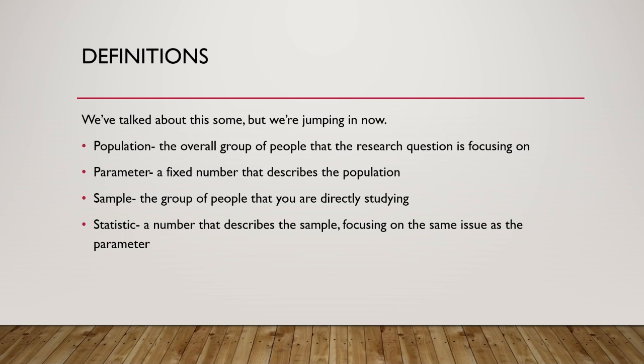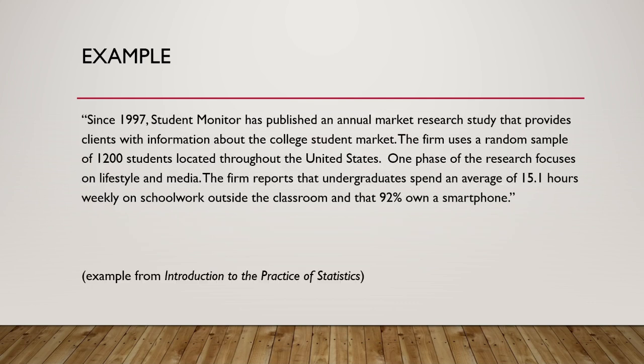An easy way to remember this is the P's go with P's and the S's go with S's. Population parameter, sample statistic. So an example that we'll work through here from the book I'm using. Since 1997, Student Monitor has published an annual market research study that provides clients with information about the college student market. The firm uses a random sample of 1,200 students located throughout the United States. One phase of the research focuses on lifestyle and media. The firm reports that the undergraduates spend an average of 15.1 hours weekly on schoolwork outside the classroom, and that 92% own a smartphone.